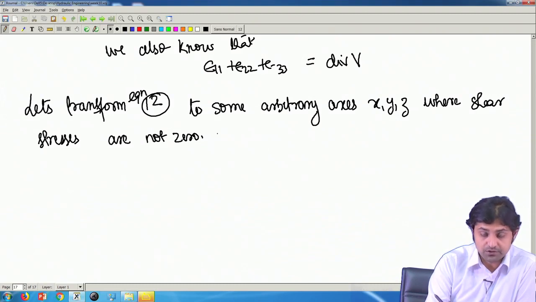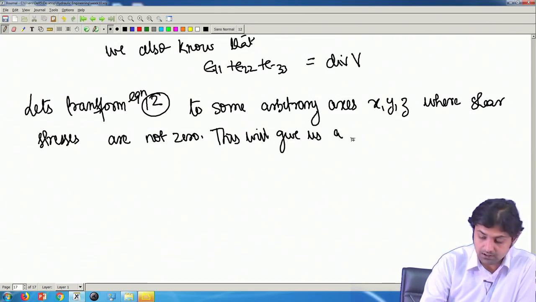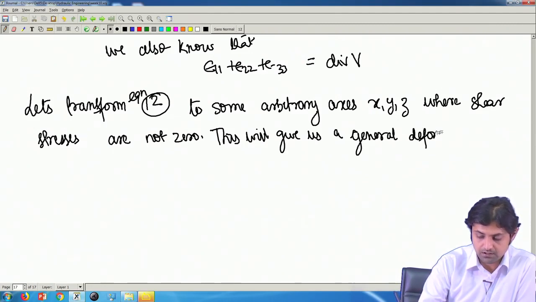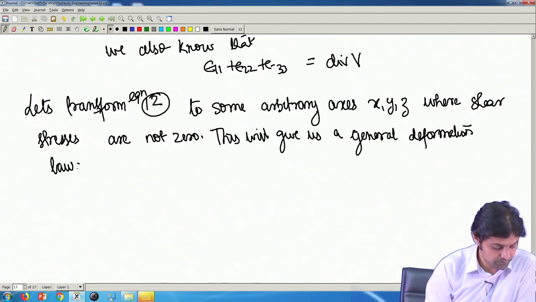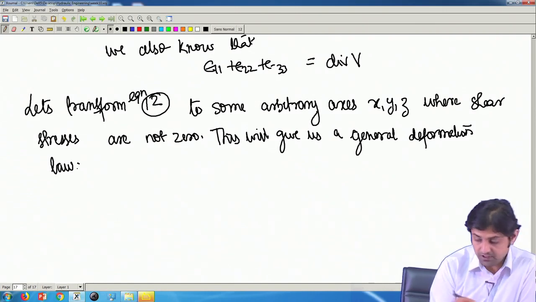So if we are able to do that, this will give us a general deformation law. All right. So that is our next step to do.